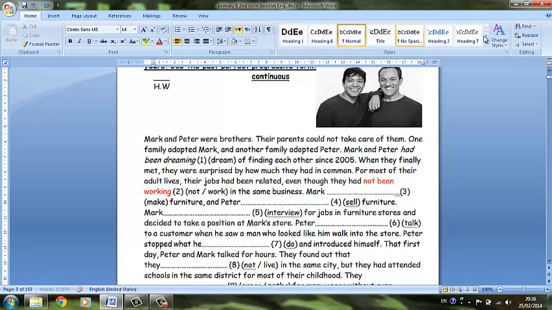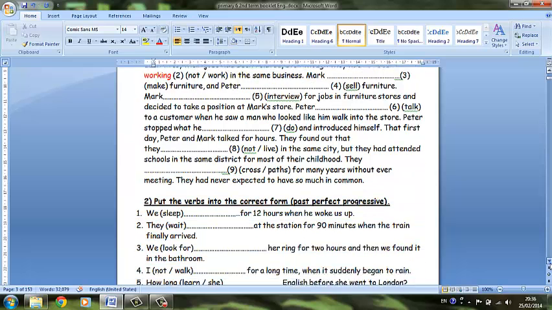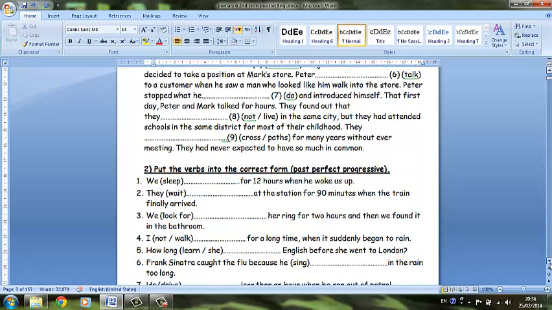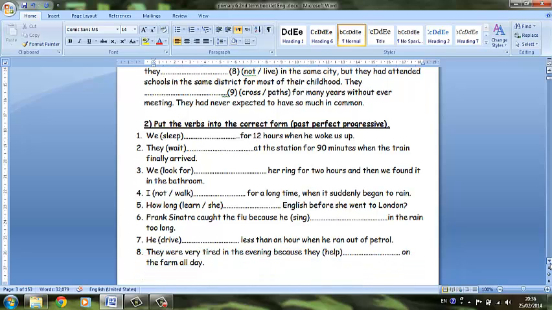Okay, so let's see the rest. Let's move to page 5, exercise 2. Okay, put the verbs into the correct form, and the same, I want the past perfect progressive. We said, what's the meaning of progressive? Yes, perfect. Progressive means continuous. So this means that all the sentences here, we are going to put the past perfect continuous.